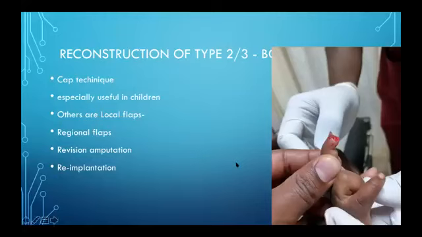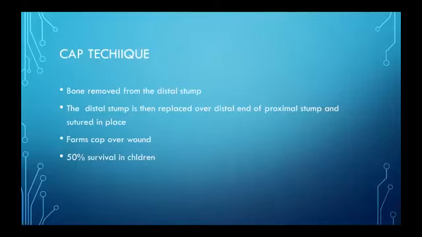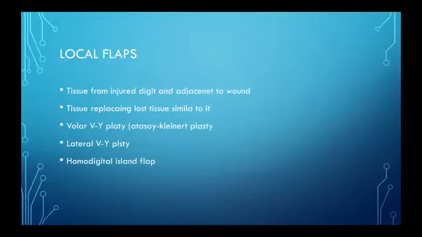Other options are local flaps, regional flaps, revision amputation, and of course, reimplantation, the last option. The reimplantation, I think, we leave to the plastic and microvascular surgeons. I think we'll focus more on the easier reconstructive surgical procedures. The cap technique, as I mentioned, is just to deskeletonize the distal stump, then reimplant it, suturing it back over the wound, and it's said to have a 50% success rate in children. In adults, the failure rate is a lot higher.